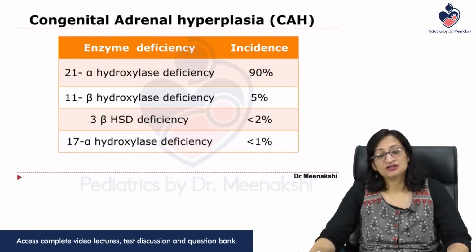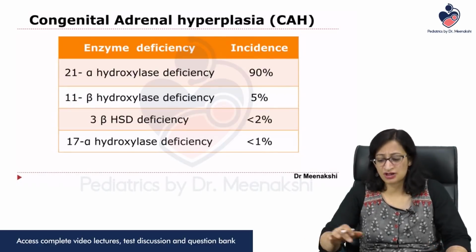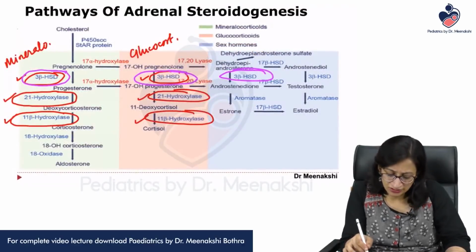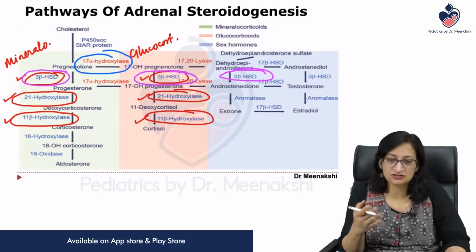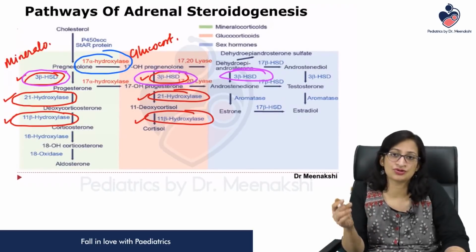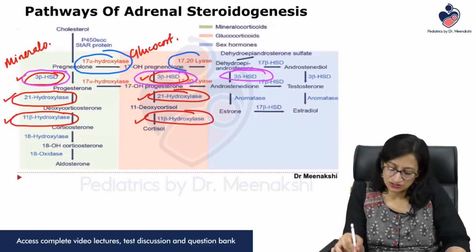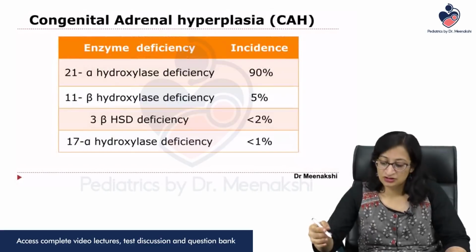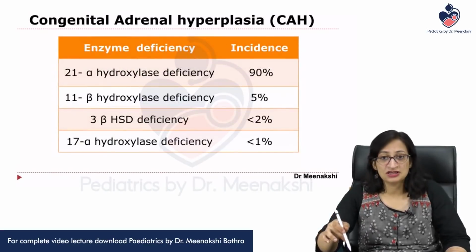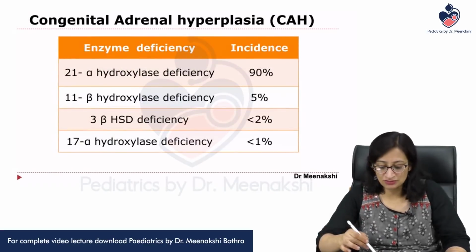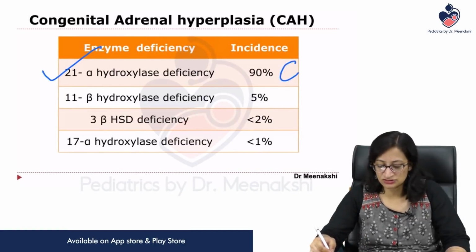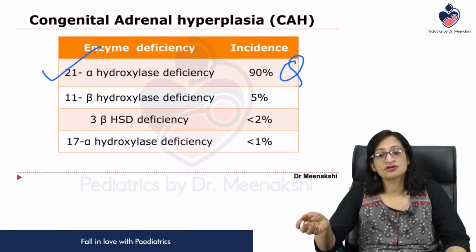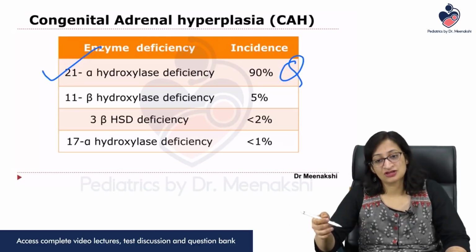Congenital adrenal hyperplasia can practically be due to any of the enzymes in the pathway that we discussed. The other enzymes here are 17-alpha hydroxylase, which helps in conversion of mineralocorticoid to glucocorticoid, and 17-20 lyase, for glucocorticoid to sex steroids. Most commonly CAH is due to deficiency of which enzyme? The answer is 21-alpha hydroxylase, very important. The next most common is 11-beta hydroxylase.